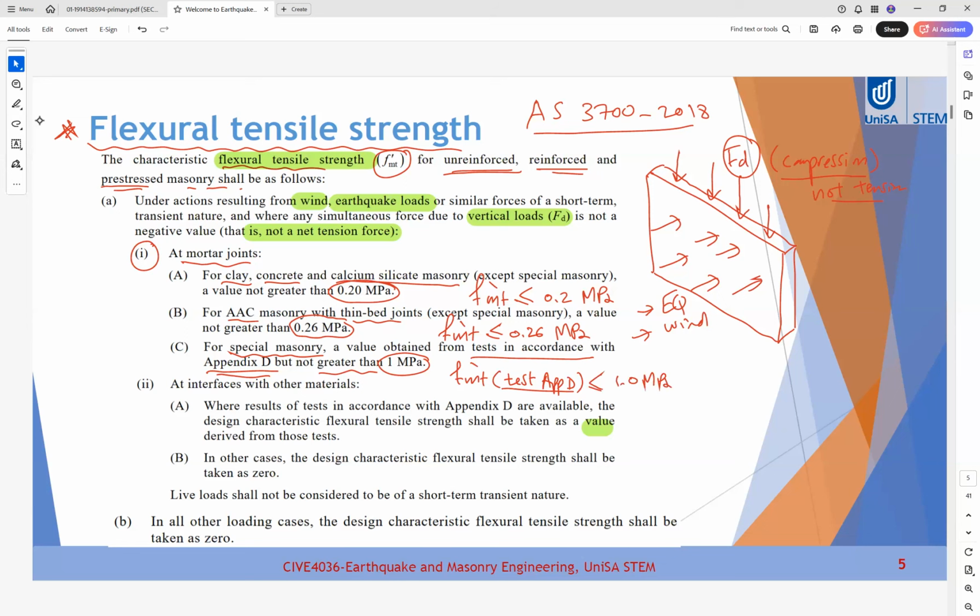So the flexural tensile strength of masonry walls in general is capped at 1 MPa. Okay, and this case is only for special masonry. For other types of masonry, it will be less, up to 0.2.